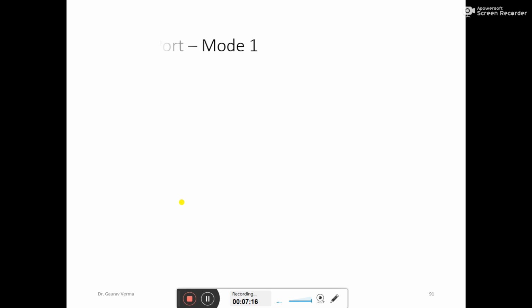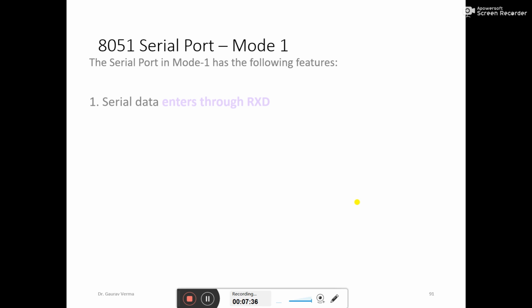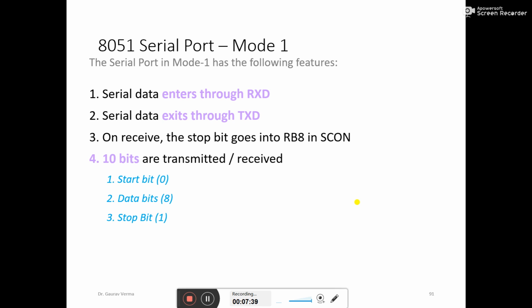In 8051 serial port mode 0, serial data enters and exits through RxD. TXD outputs the clock. 8 bits are transmitted and received. The baud rate is fixed at 1/12 of the oscillator frequency. On receive, the stop bit goes into RB8 in SCON, and 10 bits are transmitted or received.